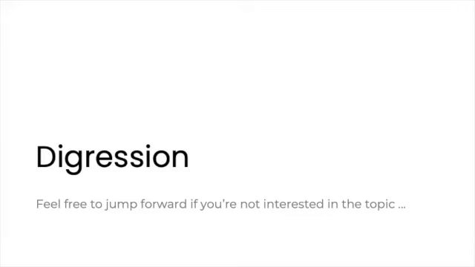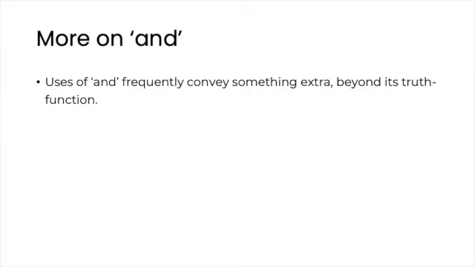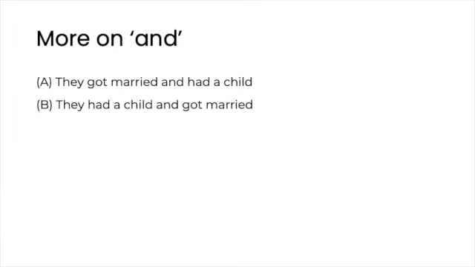However, "and" has some complexities of its own. In English, uses of "and" frequently convey something extra beyond its truth function. For instance, compare these two sentences. A: They got married and had a child. B: They had a child and got married. Truth functionally, these sentences are equivalent. They are both true whenever both conjuncts are true. However, each statement seems to suggest a different sequence of events. A conveys that they first got married and then they had the child, whereas B suggests the opposite temporal order.